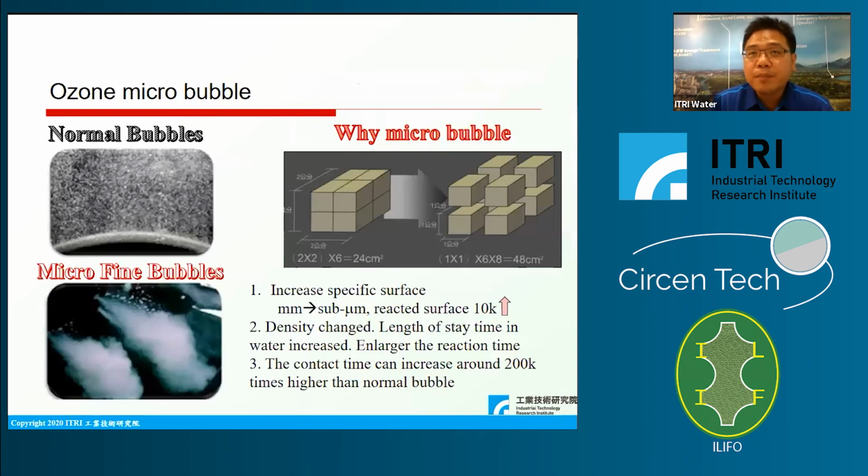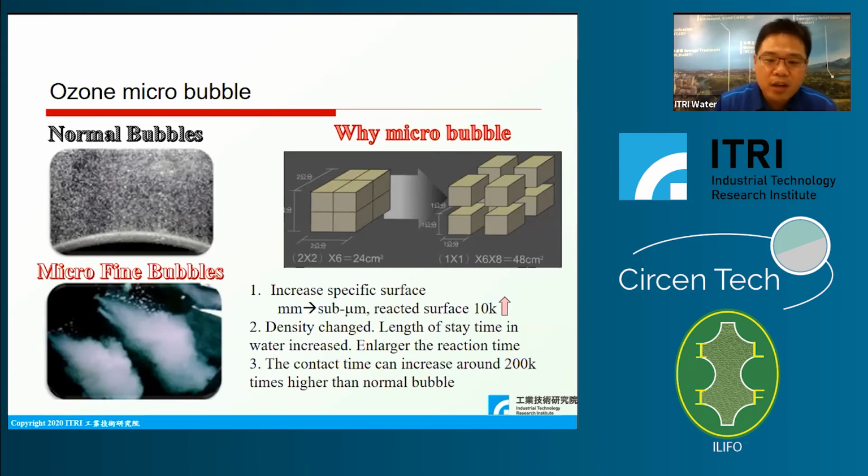And the most important part is the ozonation. We should put the ozone into the water, and dissolving the ozone is very dependent on the temperature. So here we use normal bubbles, but if we can transfer into microfine bubbles, that increases the specific surface area. Normally, if we change from normal bubbles to micron-sized ones, the reaction surface will increase 10,000 times. Moreover, the density changes, and the length of stay time in water increases because the fine bubble density is higher, so it will precipitate on the bottom of the water, enlarging the reaction time.